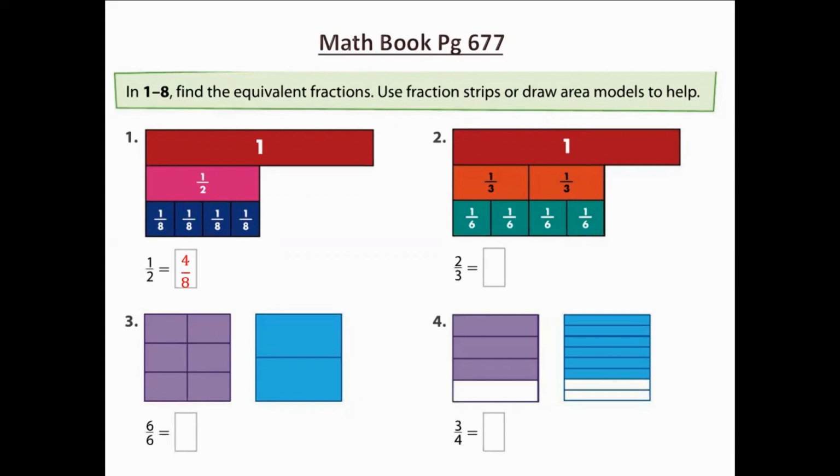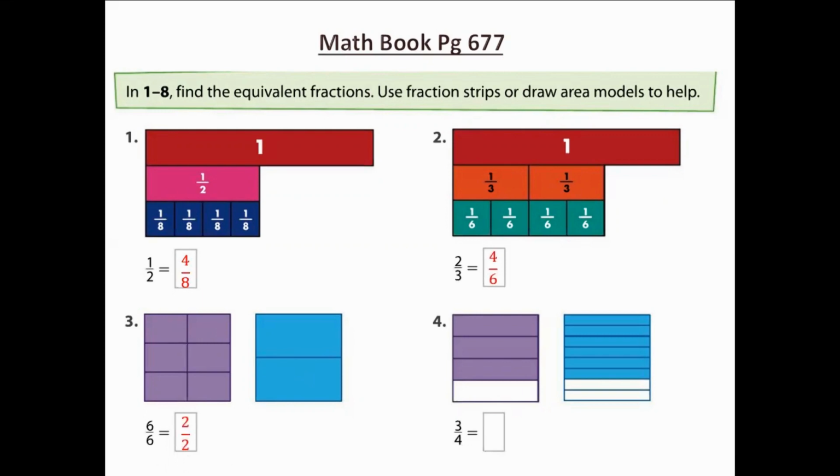Question number 3. We have the whole shape shaded. So we have here 1, 2, 3, 4, 5, 6, 6 parts out of 6 equal parts, so 6 out of 6, or 6 over 6. In the second shape we have 2 equal parts out of 2. So 6 out of 6 is equivalent to 2 out of 2.